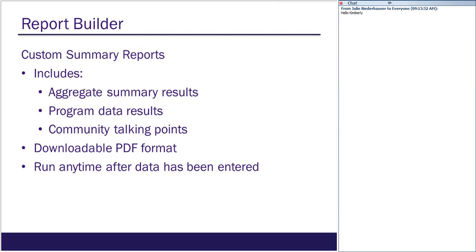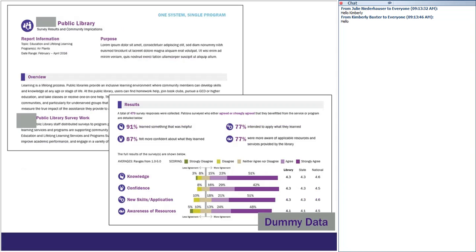Let's talk about the report builder. This includes aggregate summary results, program data results, and community talking points. And this can be downloaded again in PDF format. This is all very easy for you to build your reports, and I'm going to get into this in a lot more detail in a moment. And as I mentioned before, you can run the data at any time as the surveys are being collected.